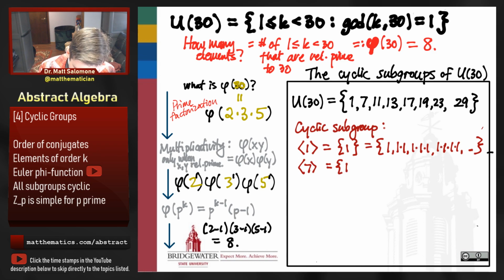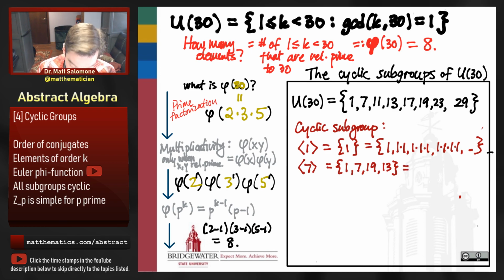7, on the other hand, if I multiply 7 times 7, I get 49, which is 19 mod 30. I multiply 7 times 7 times 7, which I get 343. If I take 343 mod 30, I get 13. If I multiply that by one more 7, I get 2,401, but 2,401 is 1 mod 30.